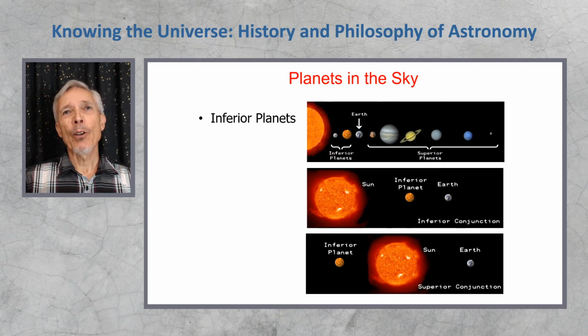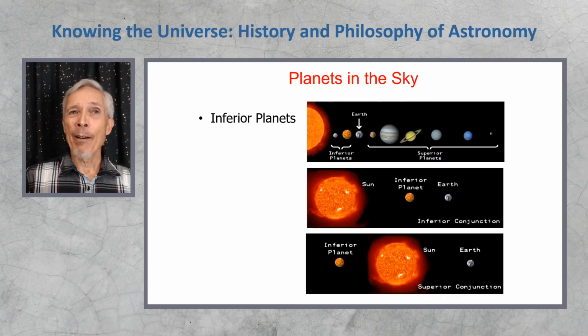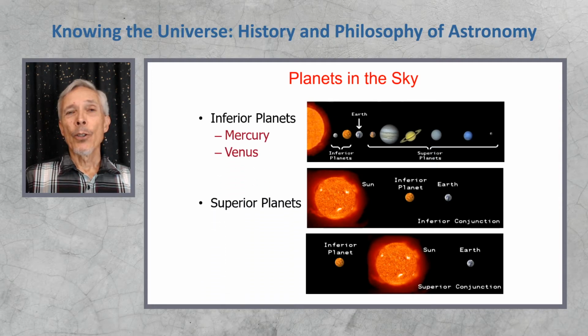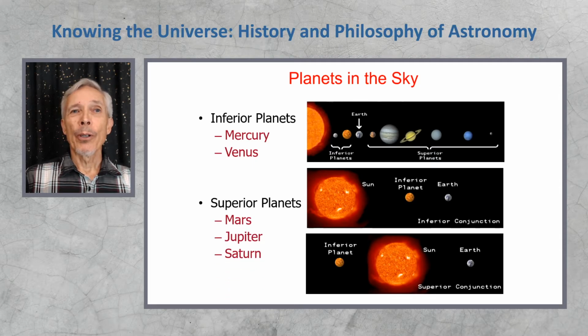Mercury, for example, is always within 15 or so degrees of the sun, and Venus about twice that angle from the sun. So if you want to know where to look for Mercury and Venus, the inferior planets, you have to look close to the sun in the sky, and you can probably only see them just after sunset or just before sunrise.